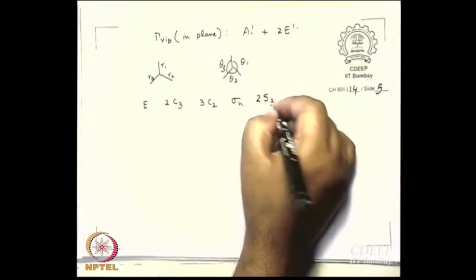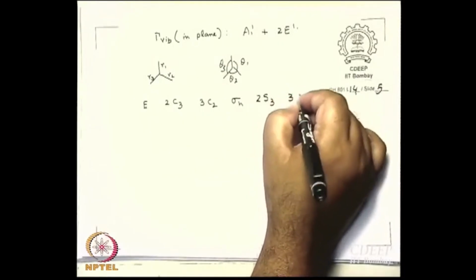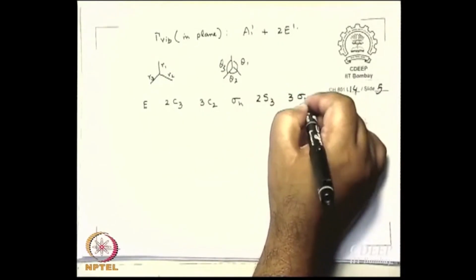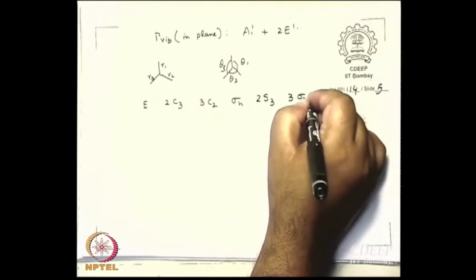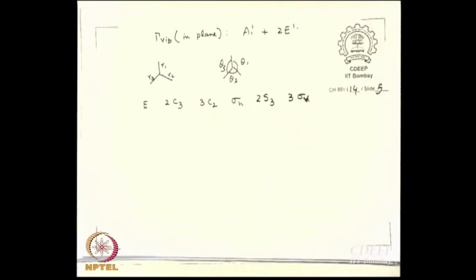Sigma h, then 2S3, then 3 sigma v. I was just congratulating myself thinking that I have been able to write a line without messing up. You should never congratulate yourself, okay. This is what it is.